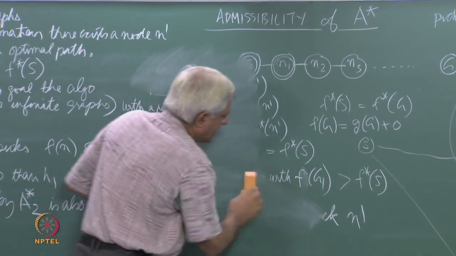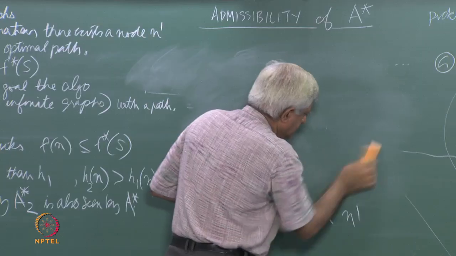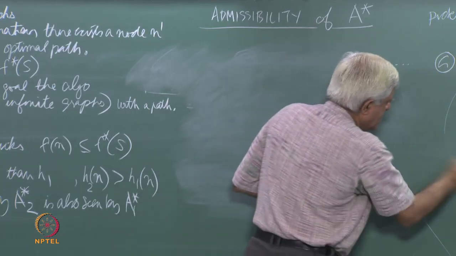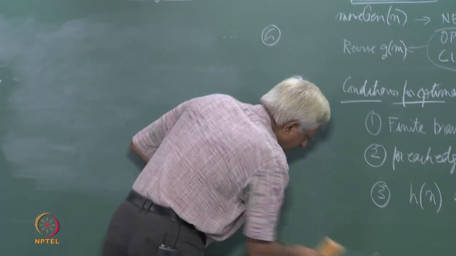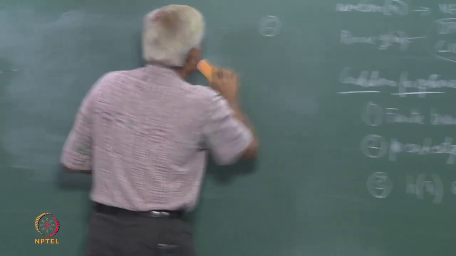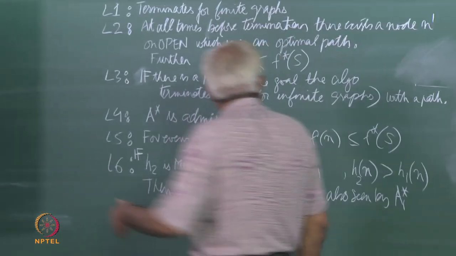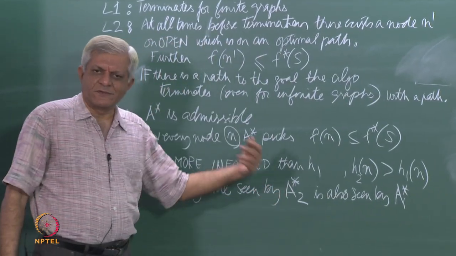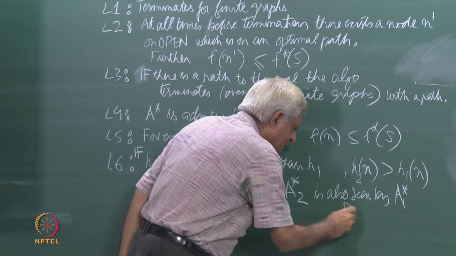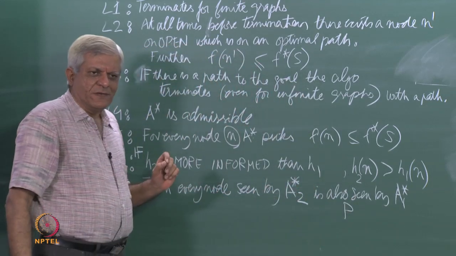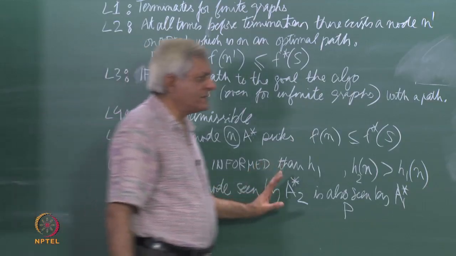So, we will do this proof by induction. The property we are trying to prove is that if A2 sees some node, then A1 also sees that node. We want to prove that. So, let us call this property P, that if A2 star sees a node, A1 star also sees it. Why star? Because both are admissible.